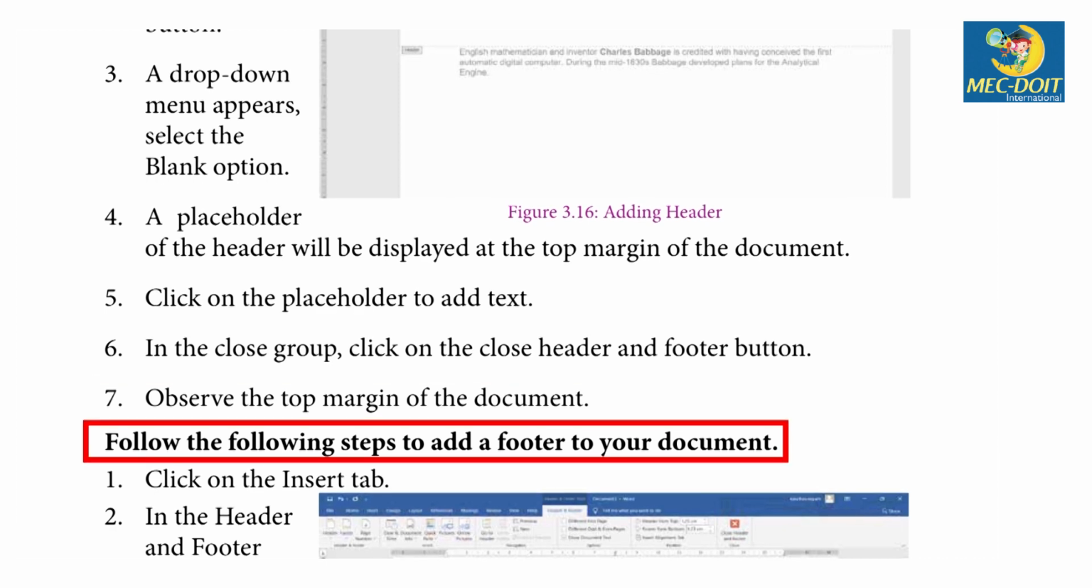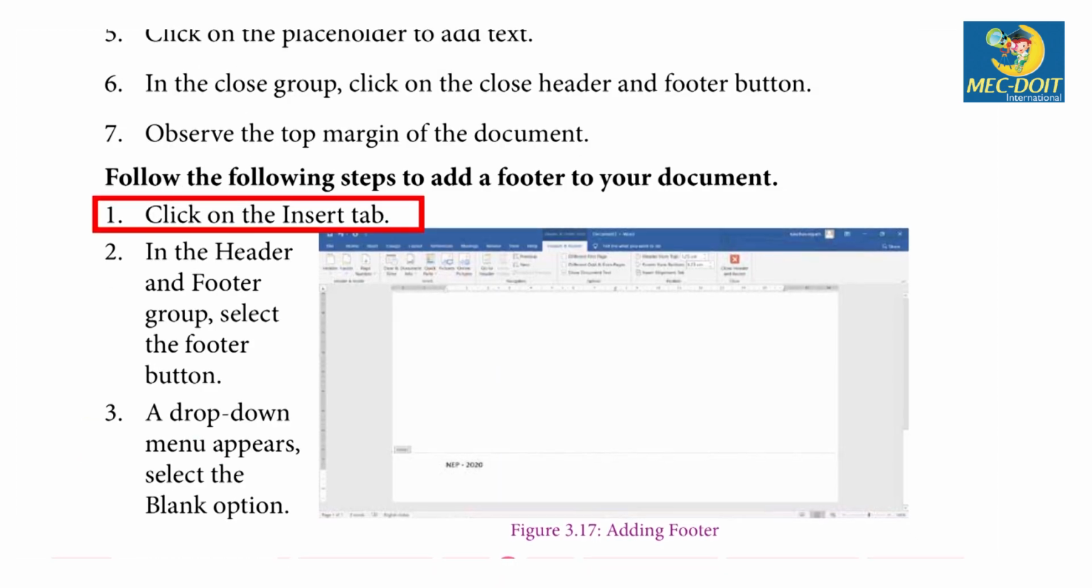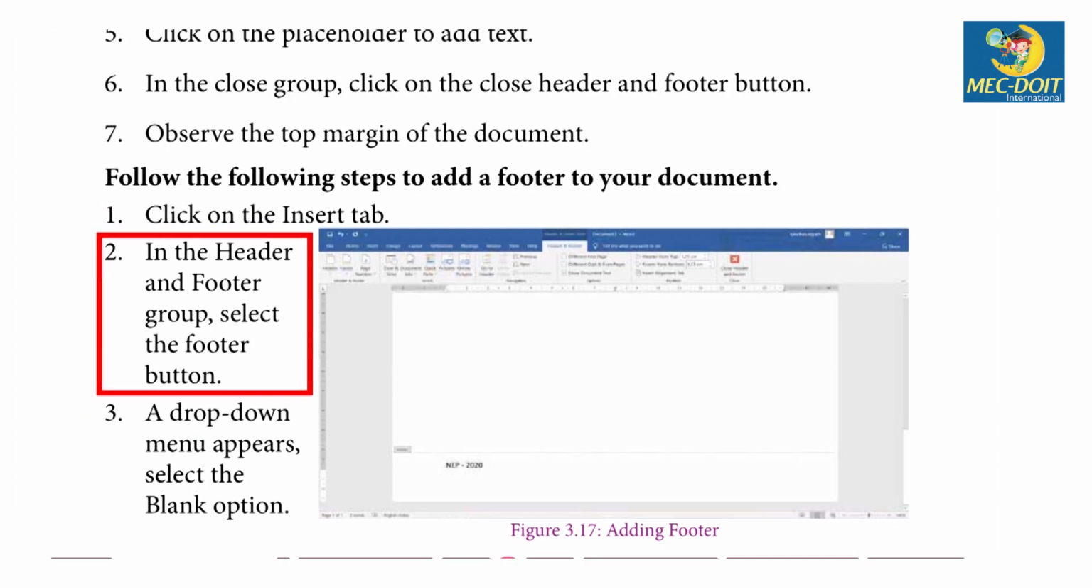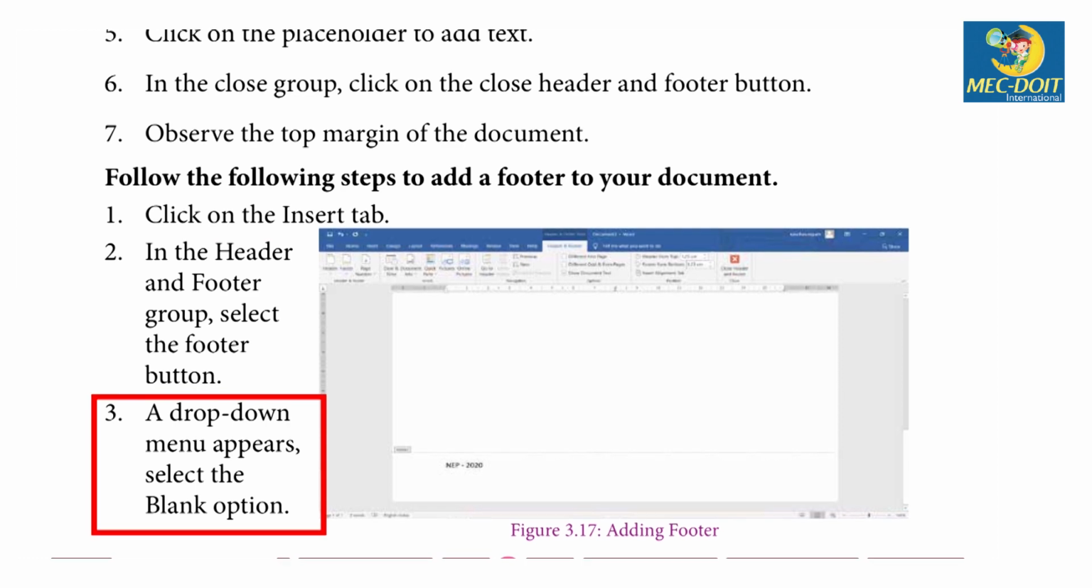Follow the following steps to add a footer to your document. 1. Click on the Insert tab. 2. In the Header and Footer group, select the Footer button. 3. A drop-down menu appears, select the Blank option.